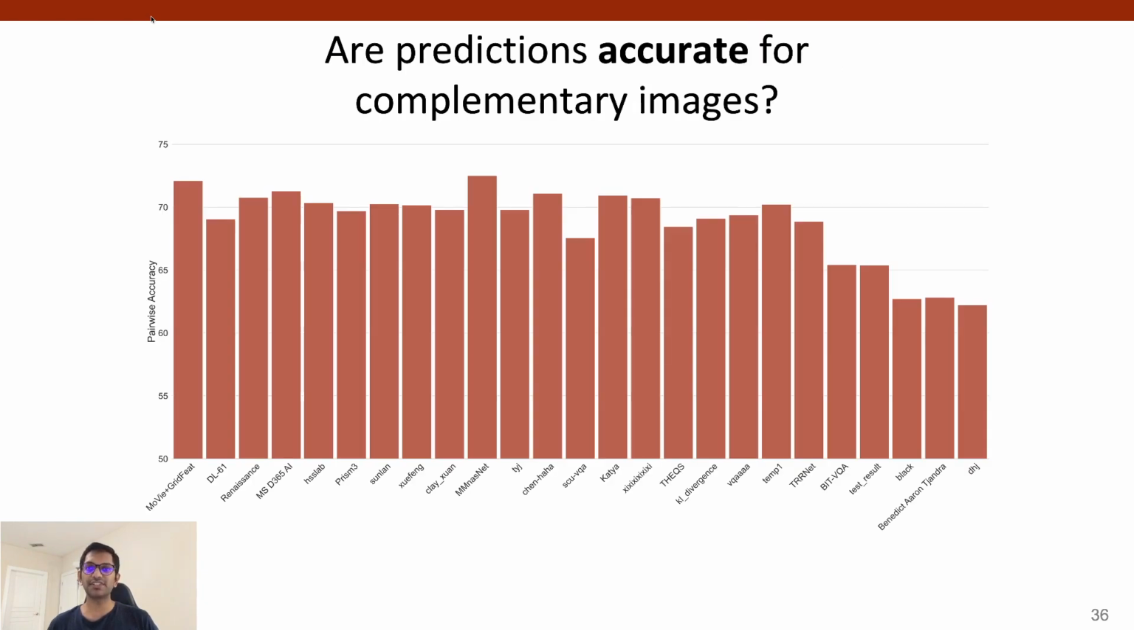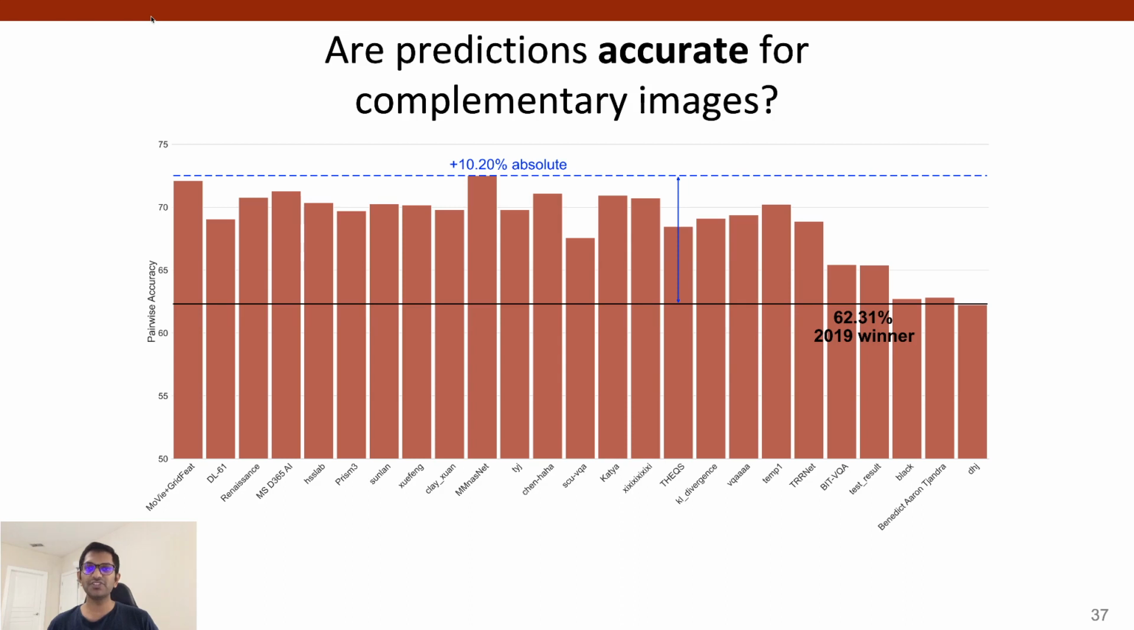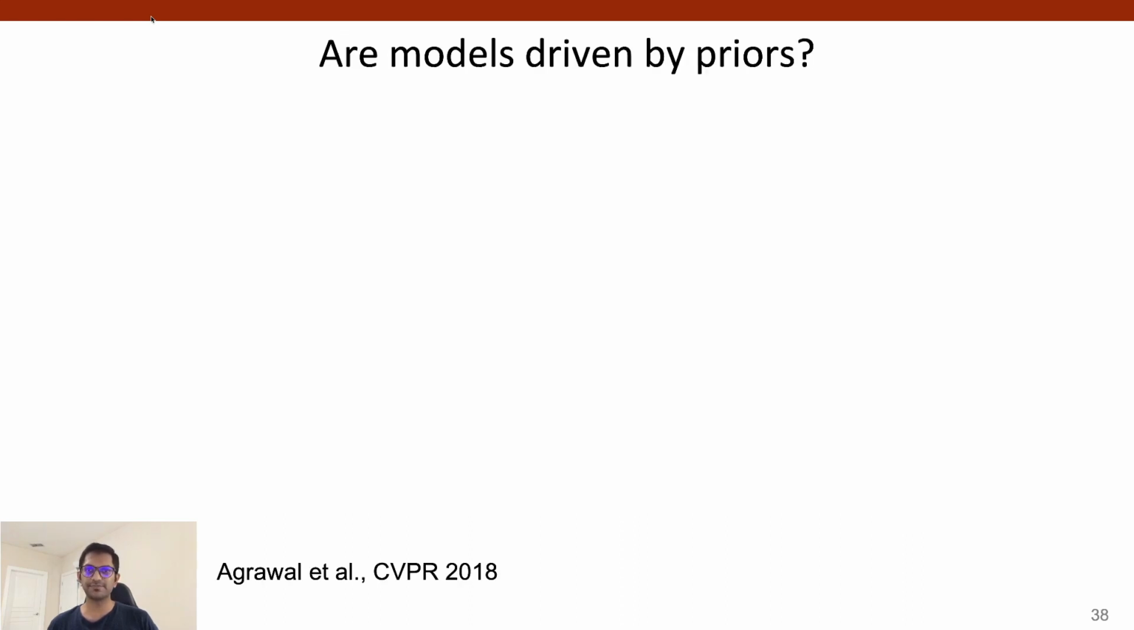So, we plot this graph and we can see that the top teams get about 68 to 73% of the pairs correct. We also see that the best performance improved by about 10% from last year.